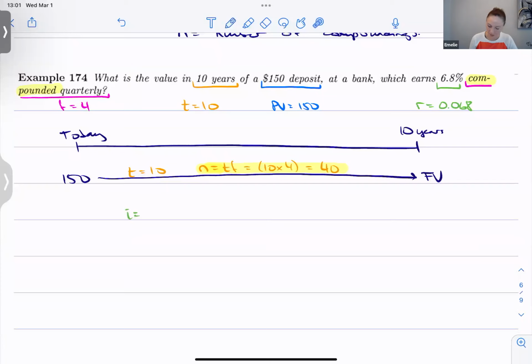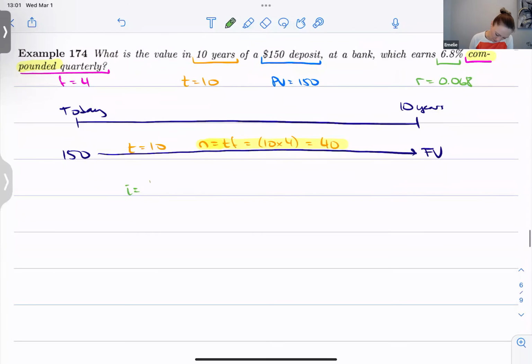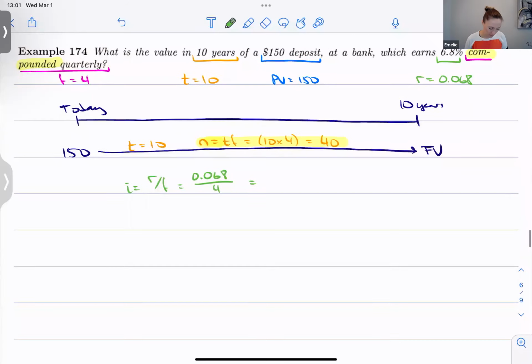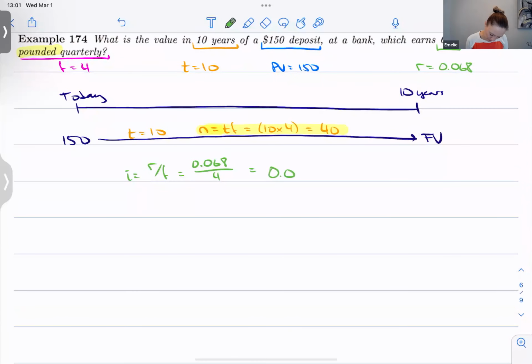Right, we have R, but I actually need I for my calculation. So remember what we said, right? If we have a compound interest problem, I need to solve for N and I need to solve for I. Okay, so I is R over F. And I'm going to do them across, because otherwise it's many lines for not a lot of reward. 0.068 divided by 4, which is, I have here 0.017, and hopefully that's correct.